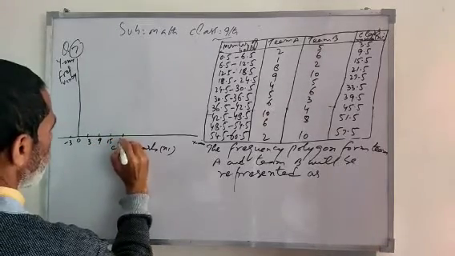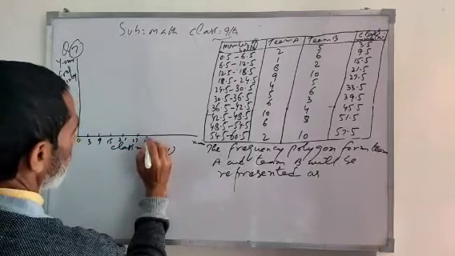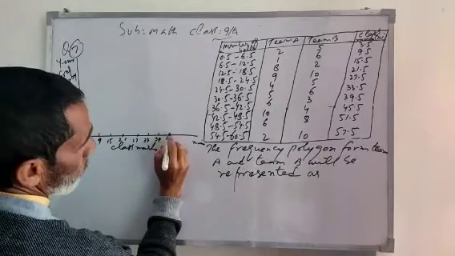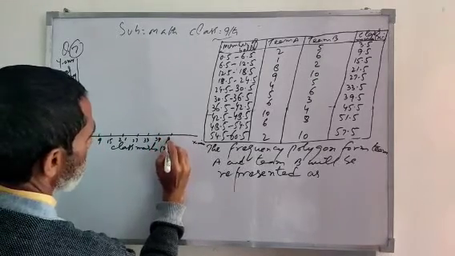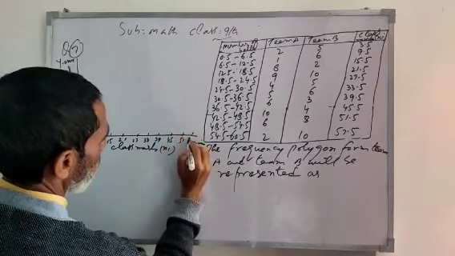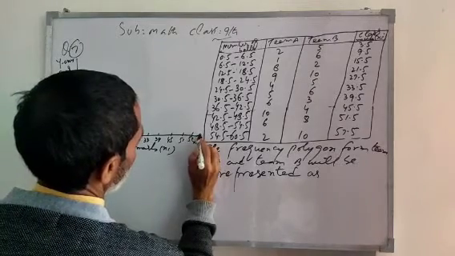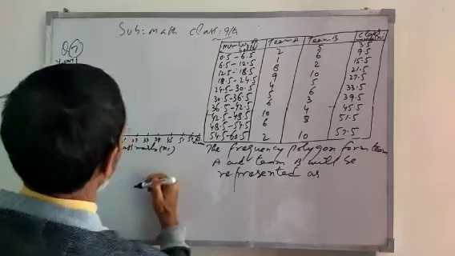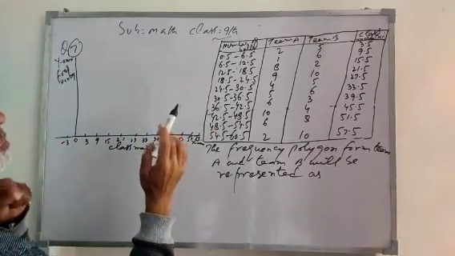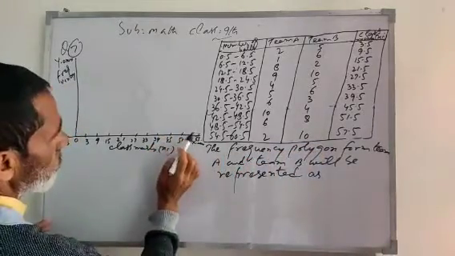this is 21, this is 27, 33, 39, 45, 51 and 57. Last is 63. We have to represent lower class mark and upper class mark, which is 57.5, which will be located in this.